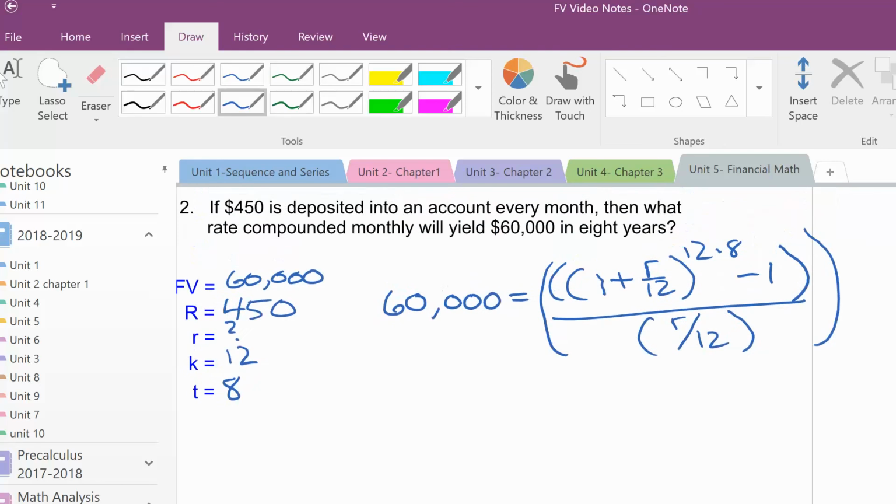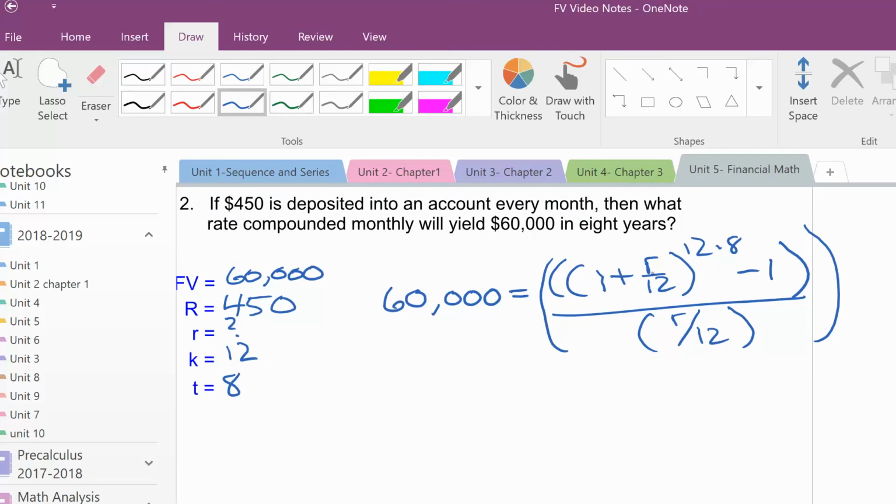So here you're solving for the rate. Now because there are 2 variables here and one of them's raised to a power, we can't solve this algebraically, unlike when it's compound interest and there's only 1 R. So what we have to do is use the graphing feature on our calculator.